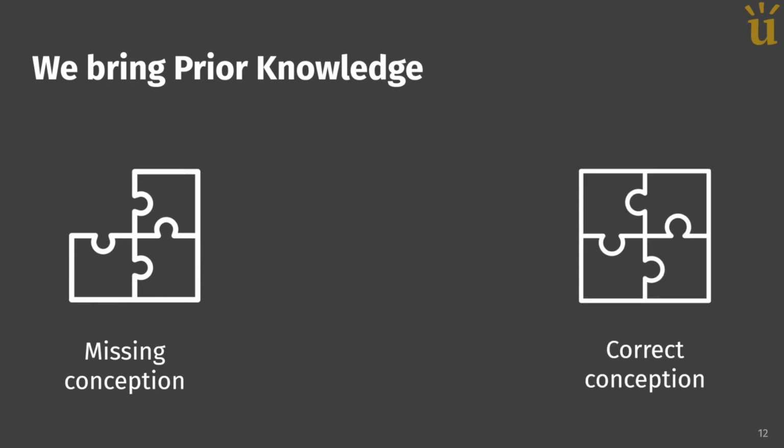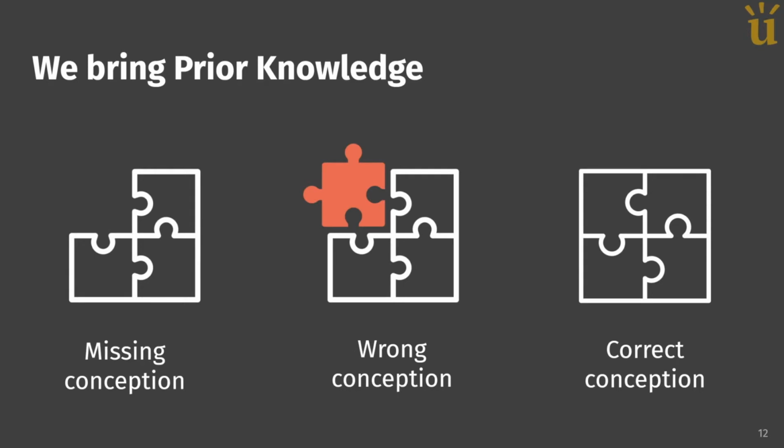On the other hand of the spectrum, we have a correct conception. So you have normative mental models about how the system works, and you have all the required skills properly connected to solve a task. And in between, there is the problem when you have a wrong conception. So you have one piece of the puzzle that does not fit with all the others. And this is, of course, problematic.